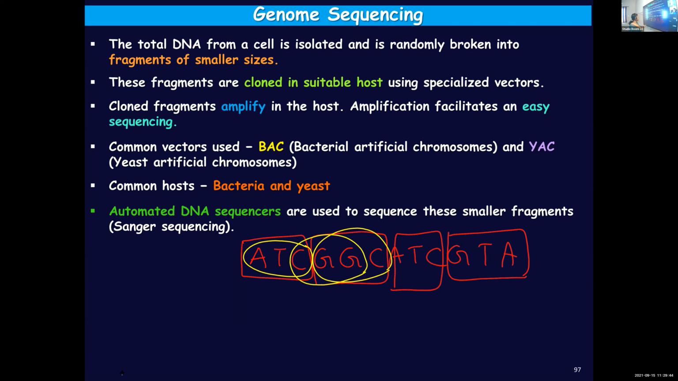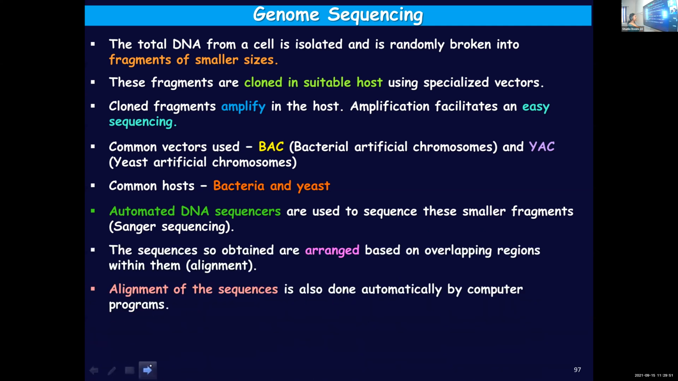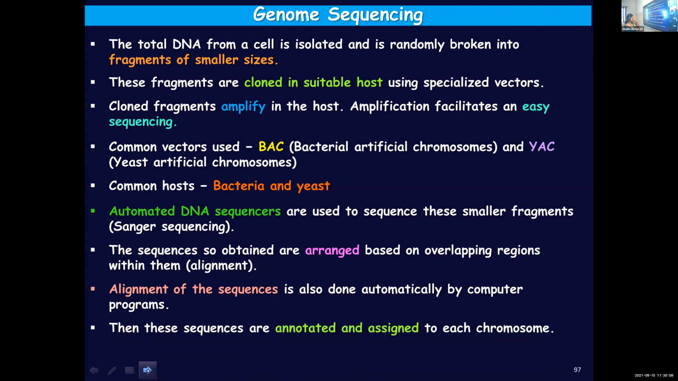Once the sequencing is done, they are arranged on the basis of overlapping regions, and their alignment is also done with the help of sequencing. I told you sequencing means determining the order of nitrogen bases present. Sequencing as well as their arrangement and alignment is done with the help of computer programs. Once it is done, their location is identified and function is decided, and it is assigned to each chromosome. This particular sequence belongs to which chromosome?